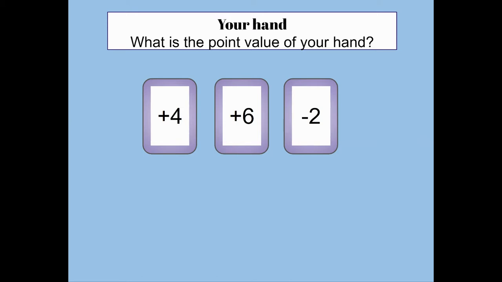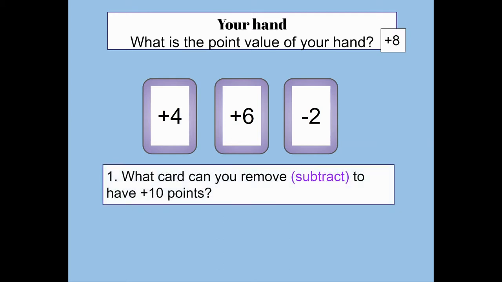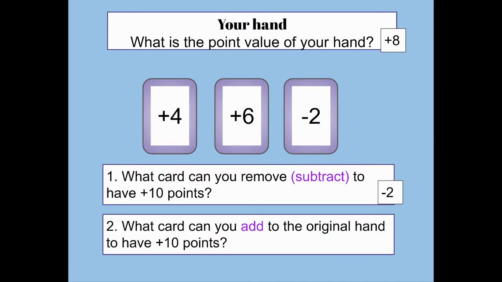What is the point value in your hand now? It is positive 8. What card can you remove, subtract, to have a total of positive 10 points in your hand? I could remove the negative 2. What card can I add to my original hand to have positive 10 points? I could add a positive 2.